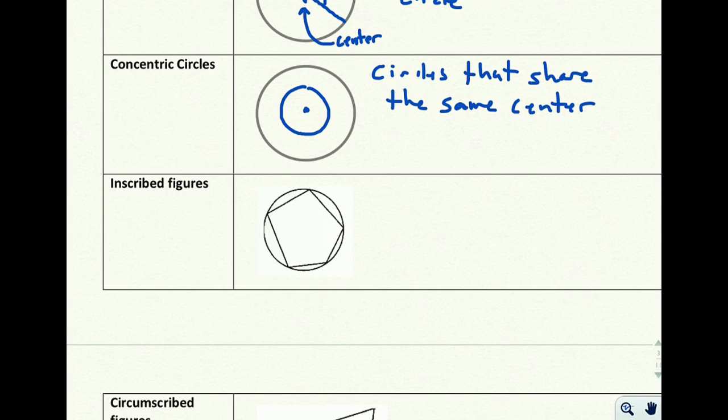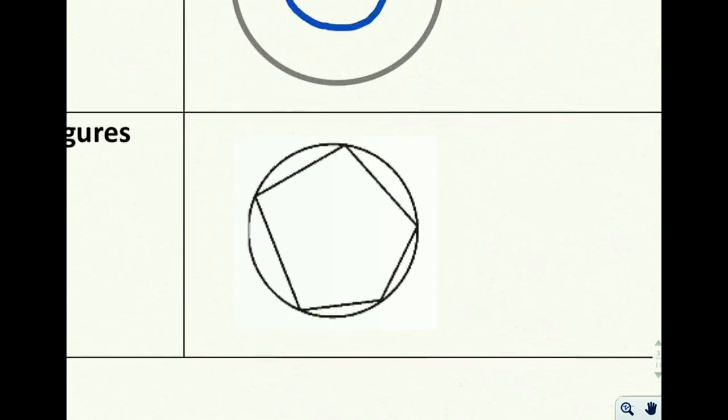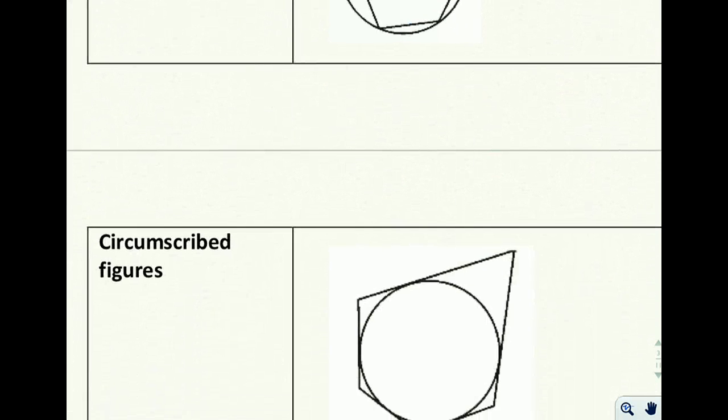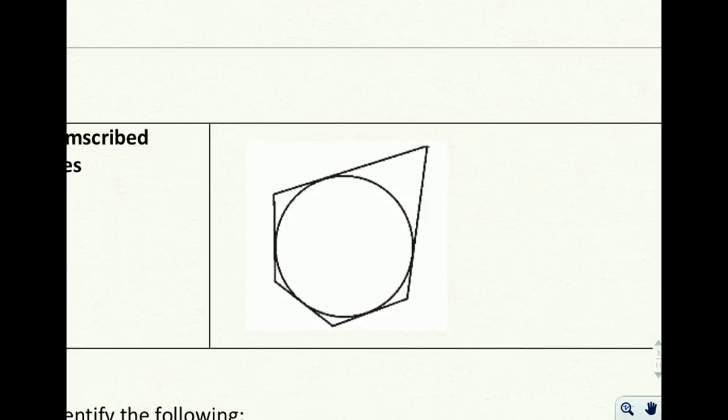Down near the bottom we have inscribed and circumscribed figures. An inscribed figure is a figure that is inside the circle. A circumscribed figure is a figure that is outside the circle.